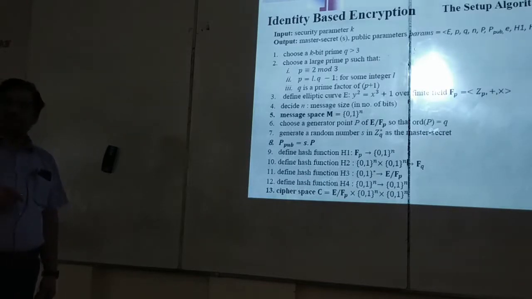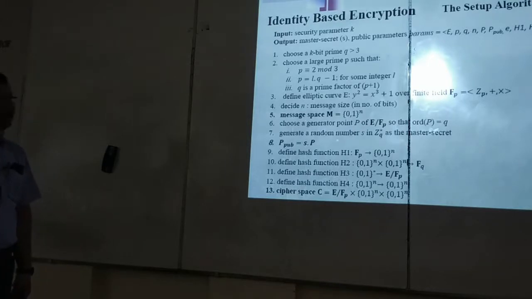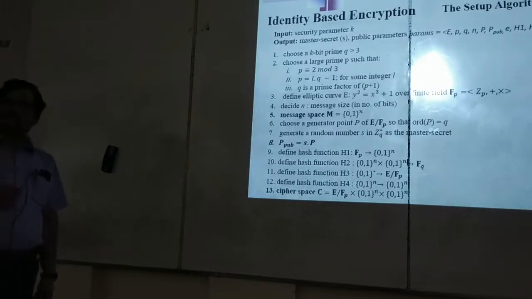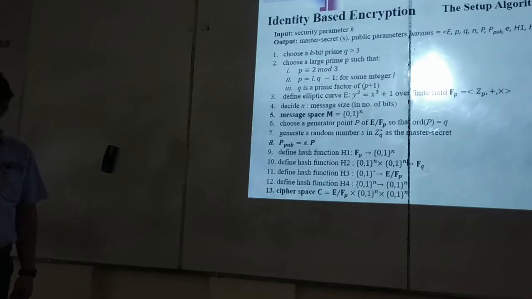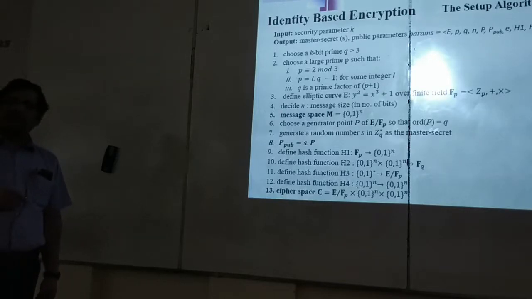What is Ppub? Ppub is nothing but the master secret times the generator point. The master secret is randomly chosen, and must be kept secret by the PKG, of course, then multiplied by P. So this is simple point multiplication. Then we are generating this Ppub. So all these parameters are public, known to all, even known to the adversary. So P and Ppub both are known to the adversary, but he cannot calculate s from these two because this is the elliptic curve discrete log problem.